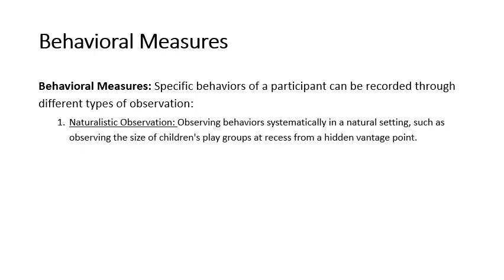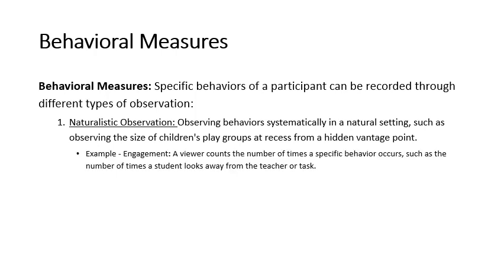The third method is behavioral measures. Behavioral measures specify behaviors of a participant through different types of observation. So we can observe behaviors naturalistically, in a natural setting, like observing the size of children's playgroups at recess from a hidden vantage point. So we have someone who's watching the recess, documenting certain information, but they're not participating. Another example, engagement. Maybe someone watching a classroom counts the number of times a specific behavior occurs, such as the number of times a student looks away from the teacher or task.